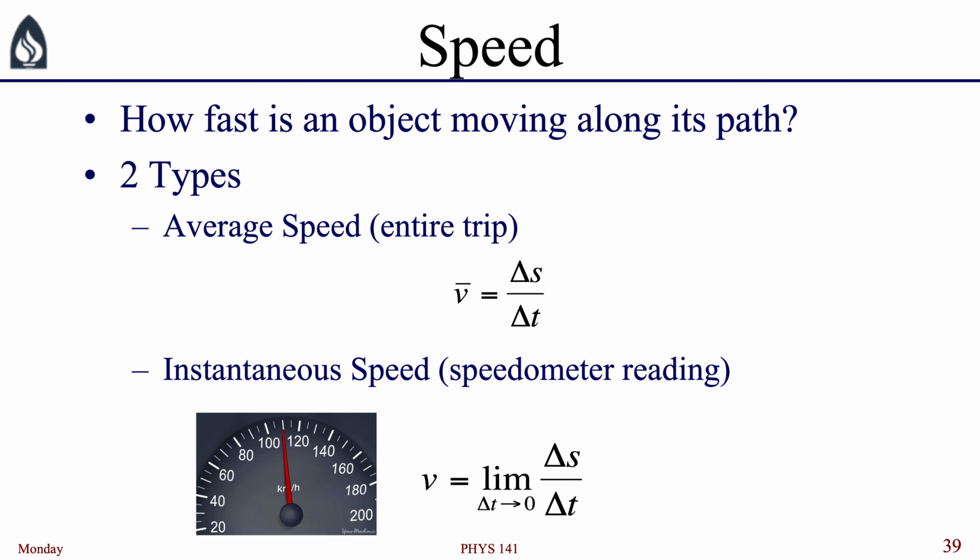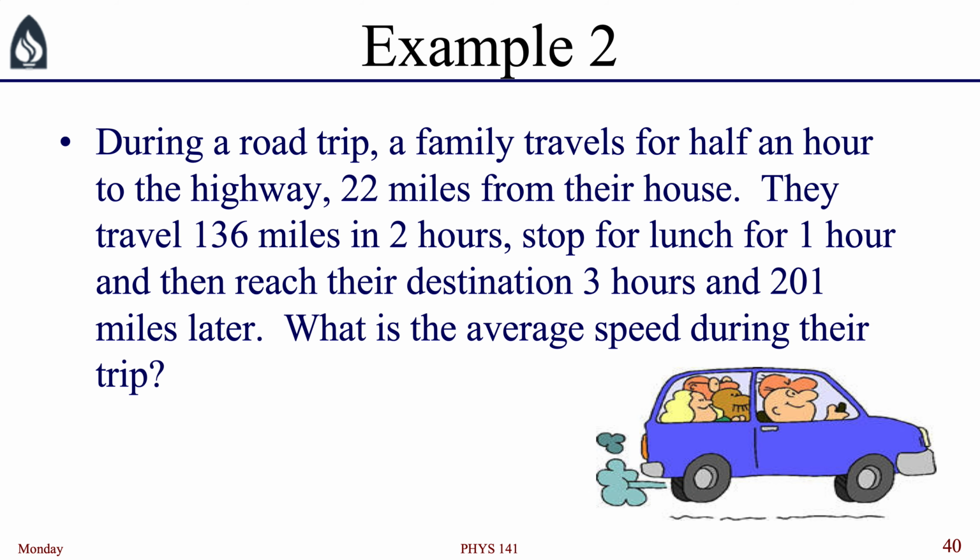So let's look at this example problem of a family going on a road trip. During this road trip, a family travels for half an hour to the highway, which is 22 miles from their house. They travel 136 miles in 2 hours. They stop for lunch for an hour, and then they reach their destination 3 hours and 201 miles later after they stop for lunch. What is the average speed during their trip?